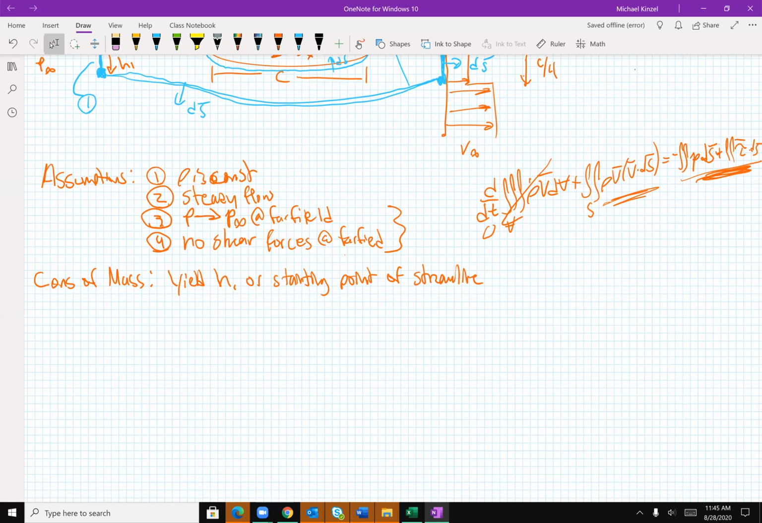Okay, so how do we do this? First step is conservation of mass. What does it say? That the change of mass in the system is equivalent to the mass flux out of the system. We're looking at a steady flow, so that term goes to 0. And what we want to do is break this term up into 4 different terms, one on each control surface.